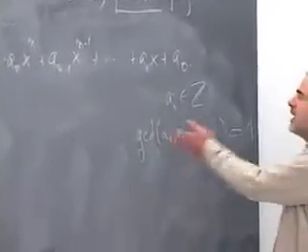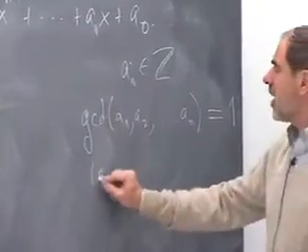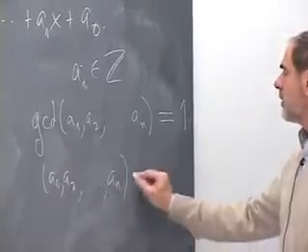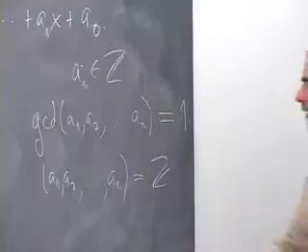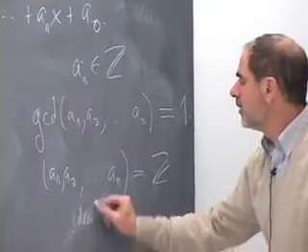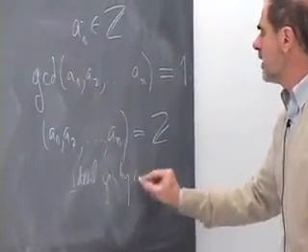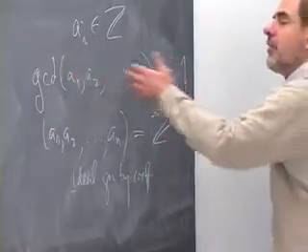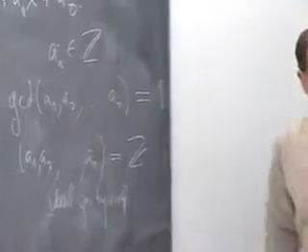In other words, that the ideal generated by the coefficients, that's another way of saying it, in the integers, the ideal generated by that is all of the integers. Ideal generated by coefficients. Because if the ideal were smaller, that would mean that there was some number that divided all the coefficients and you could divide out.